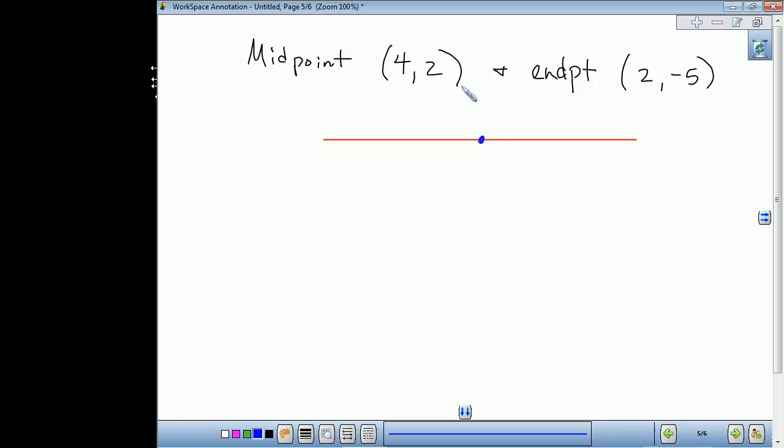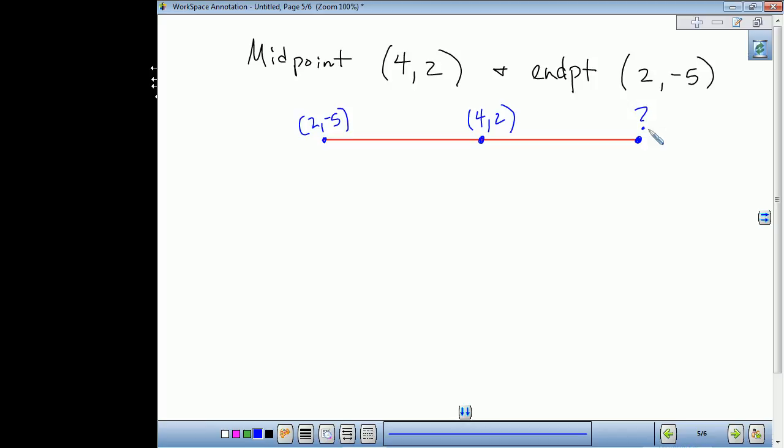Alright, so if I told you the midpoint of a segment was the point (4, 2), and one endpoint was the point (2, -5). Now, obviously, these wouldn't lie on the number line, but I like to think of it this way. It just helps my brain. What is the other endpoint?